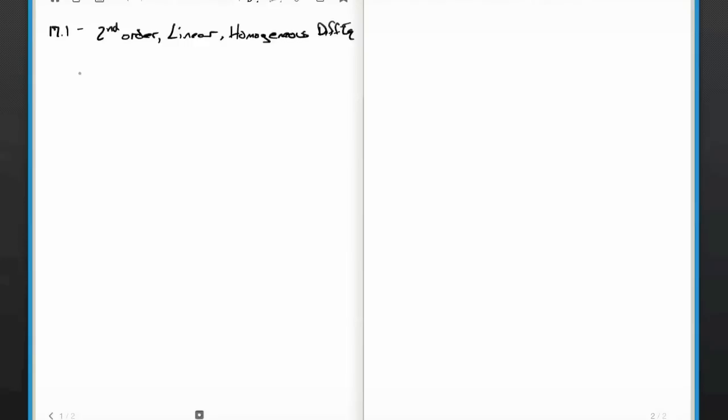I'm going to write down an example. Now my notation is going to change from Leibniz notation to Newton's notation. So I'm going to write this as y double prime minus y prime minus 6y equals 0. All right, so what makes this, first of all, second order?